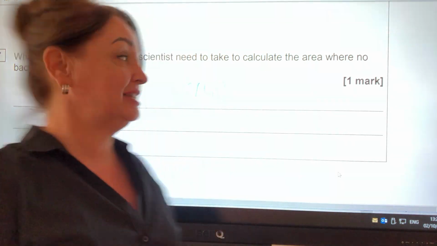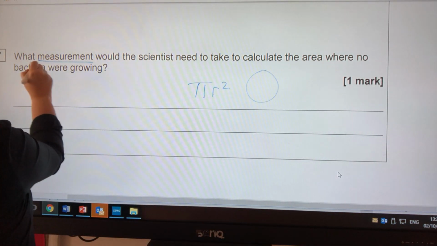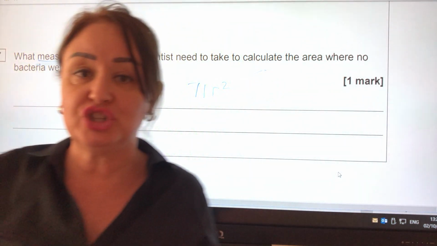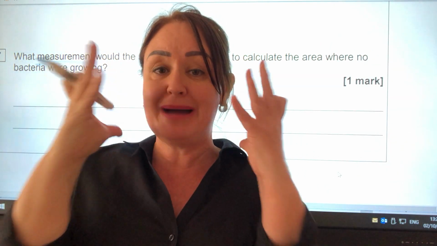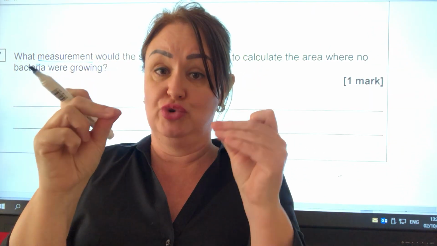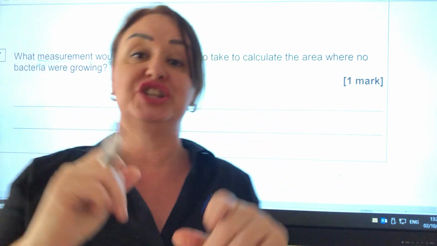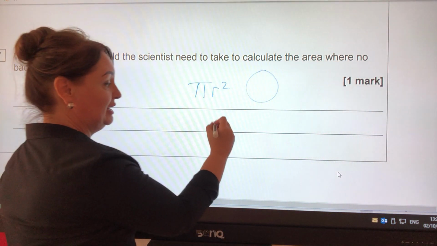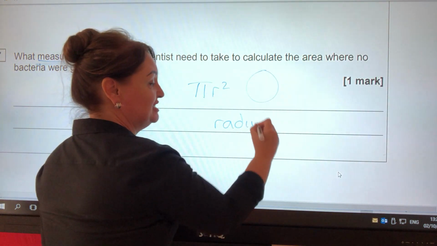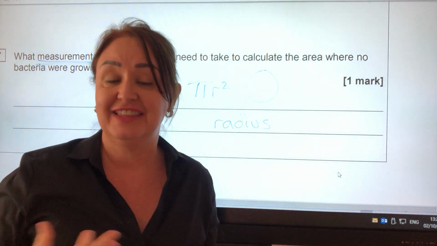The question's asking you what measurement. When you measure something, you use a device. Let's imagine doing this. You're going to use a ruler. Therefore, what do you measure? And the answer is simply the radius, or you could say the diameter.